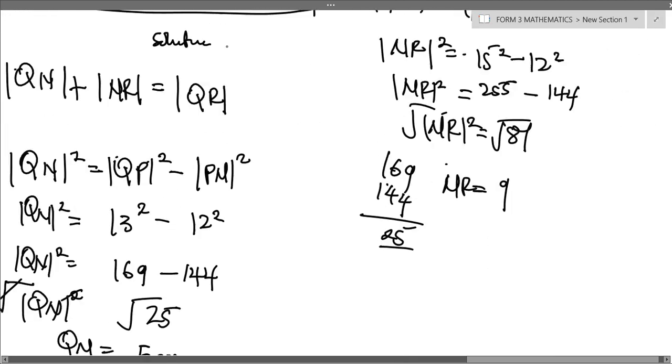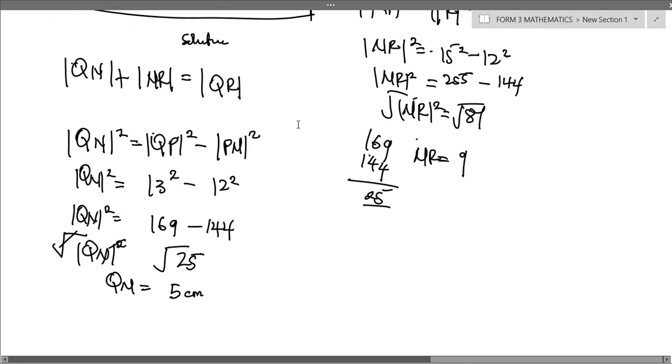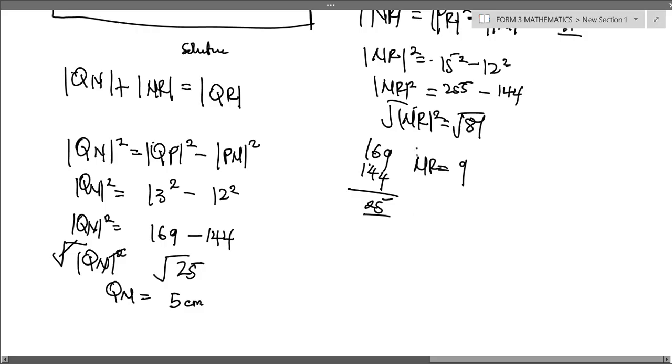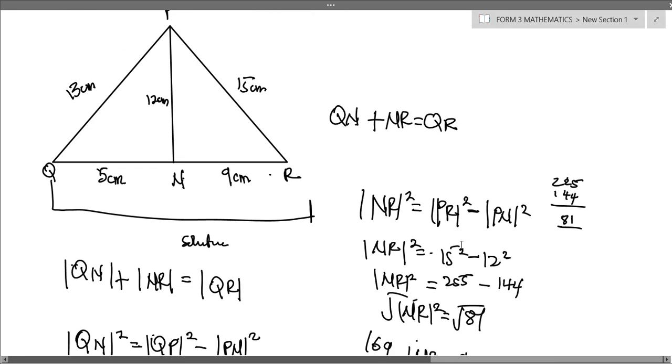So now we have both QN and then NR. So line centimeters. Make sure you bring the line. Okay. So we can say that therefore line QR will be equal to what? 5 centimeters plus 9 centimeters, which is going to give us 14 centimeters. So that would be our answer.